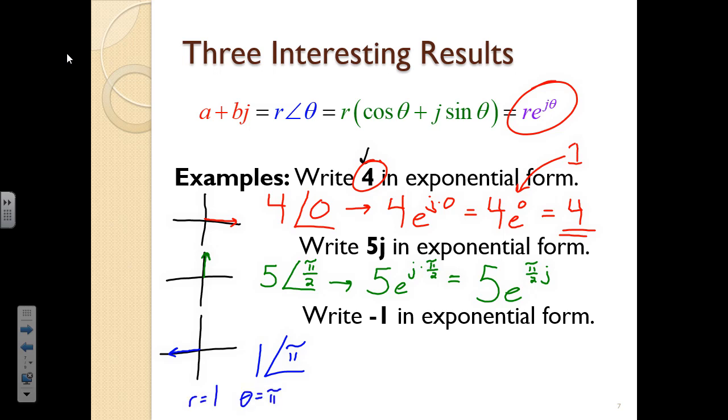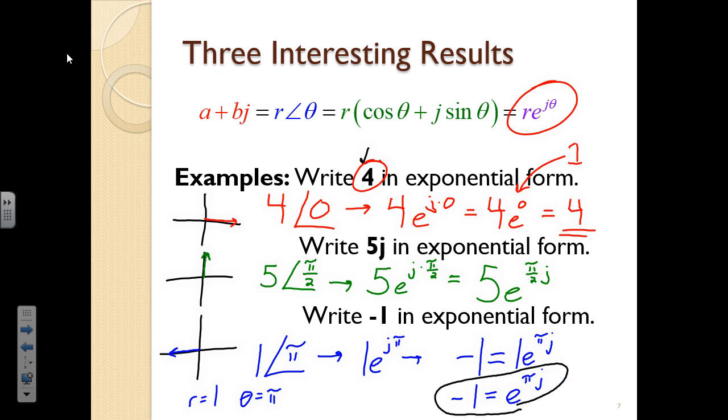If you agree with that, then we can put that in exponential form by saying that that is 1e to the j times our angle, which is pi. Or if we just rearrange that, we could say that in fact, negative 1 is equal to 1e to the pi j. Now you really don't need that coefficient of 1, so you could say that negative 1 is equal to e to the pi j. Now stop for a minute and appreciate what has just happened here. We're done. We've answered the question.